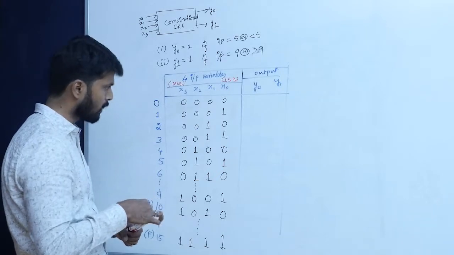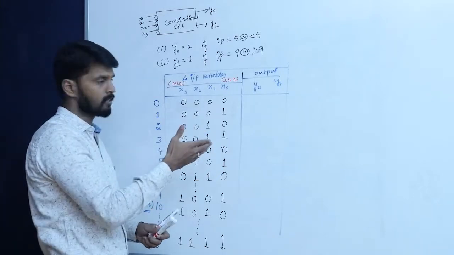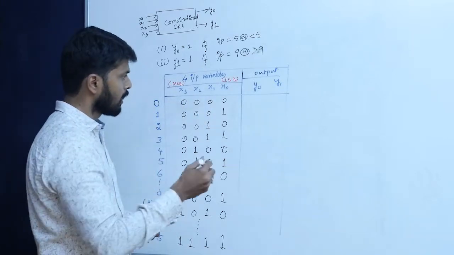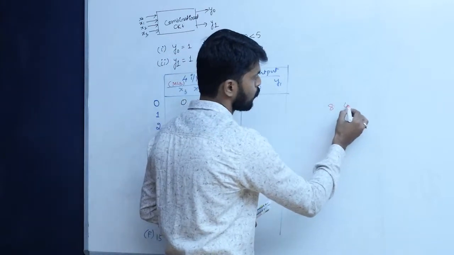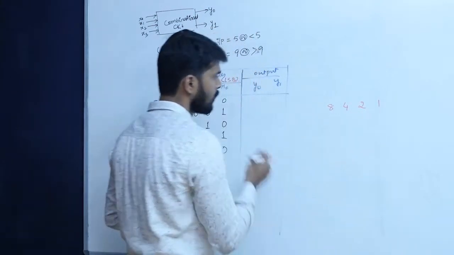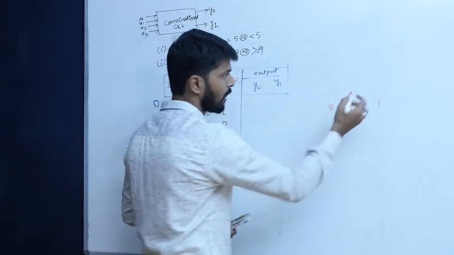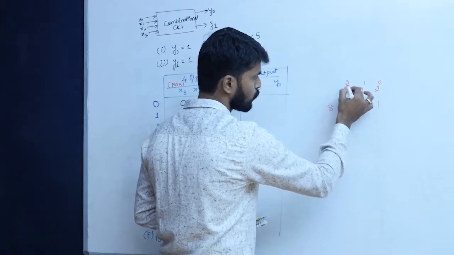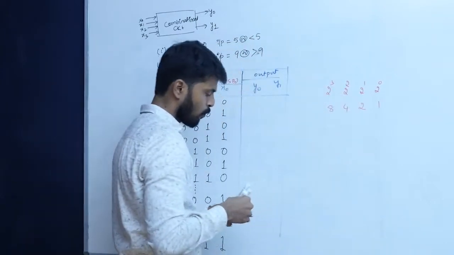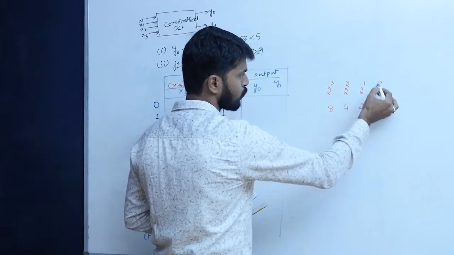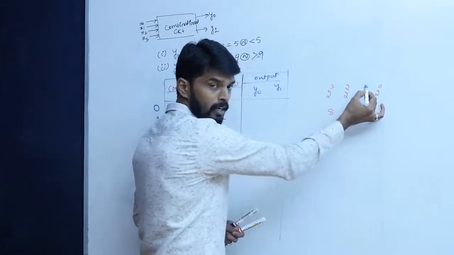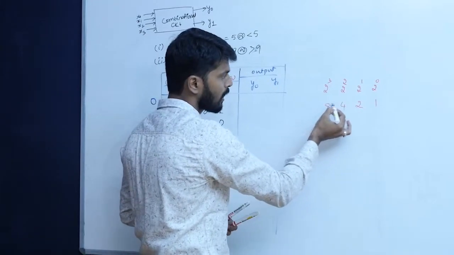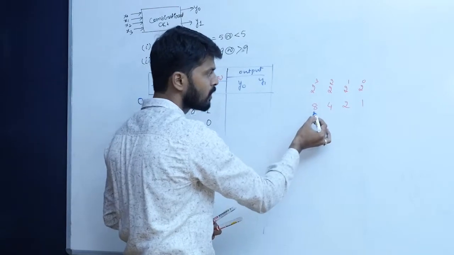Now some students may have a doubt about how we are representing this: 0000 is equal to 0, how is 0001 equal to 1? Here I have taken the 8421 code representation, because we are representing a binary value. This is the 2 to the power of 0 position, this is the 2 to the power of 1 position, this is the 2 to the power of 2 position, and this is the 2 to the power of 3 position. So 2 to the power of 0 is 1, 2 to the power of 1 is 2, 2 to the power of 2 is 4, and 2 to the power of 3 is 8. Here I have only 4 bits, so that's why I am using 8421.